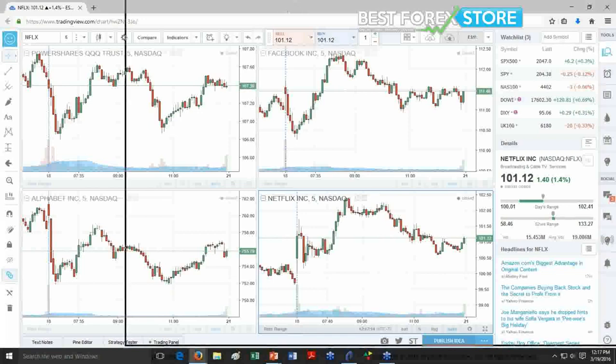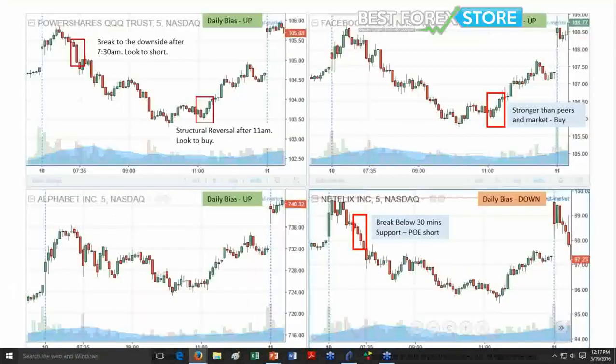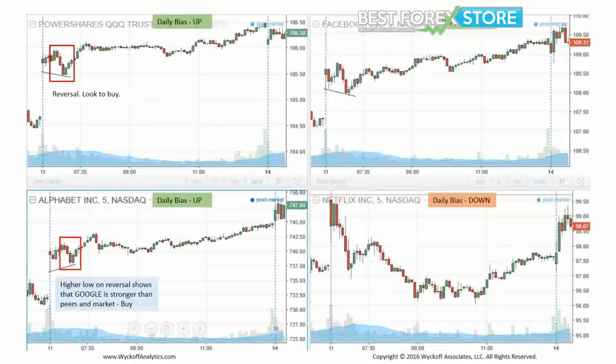Okay, so let me move this back. Okay, so that was the first day. Let's look at the next one. So this is the 11th. The market opens up with the gap, and we have the first initial move. Here's your first 30 minutes. We see a commitment to the downside and instant reversal back.